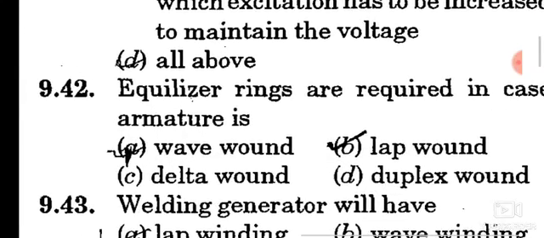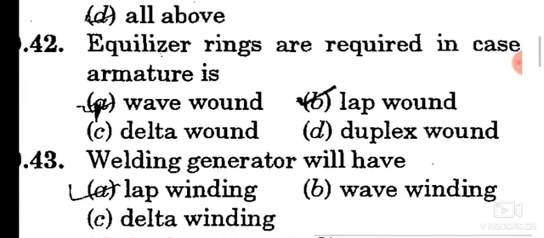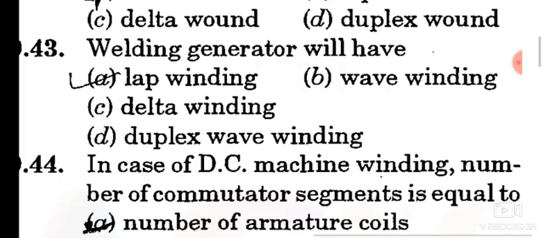Question number 42. Equalizer rings are required in case armature is lap wound. Question number 43. Welding generator will have lap winding, because lap winding is producing more current. So for that reason we have to use lap winding in a welding generator.